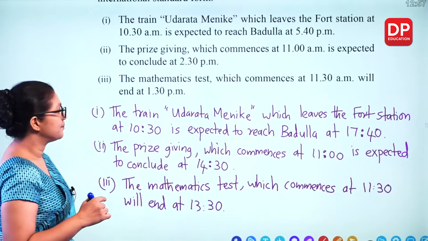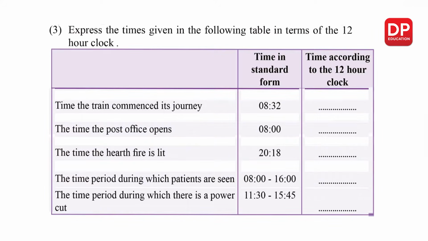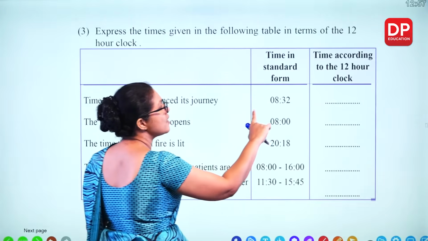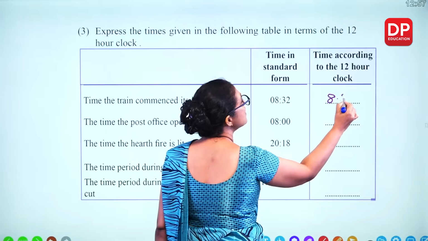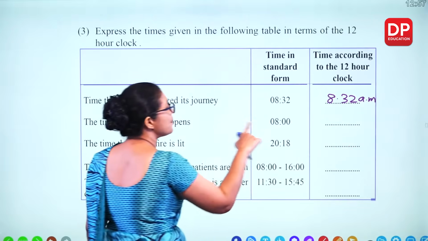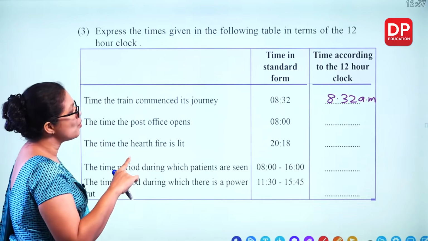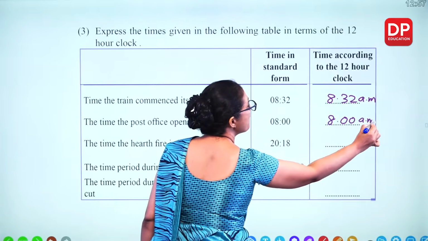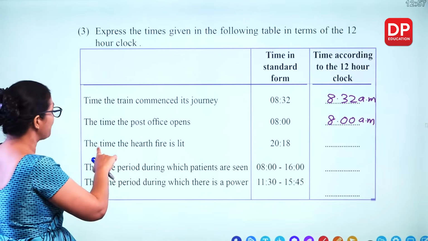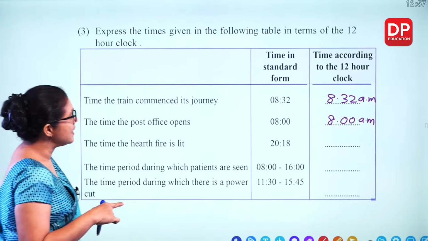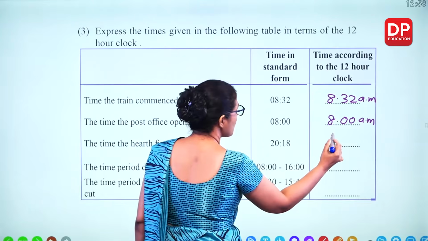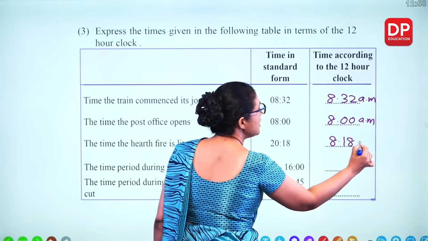Question number 3. Express the times given in the following table in terms of the 12-hour clock. Train commences its journey 8:32. So this is less than 12, so you can write 8:32 a.m. This is also the time the post office opened. This is less than 12, 8 a.m. This one more than 12. The time the hearth fire is lit. So subtract 12 now. 20 minus 12, that's 8. So you can write 8:18 p.m.